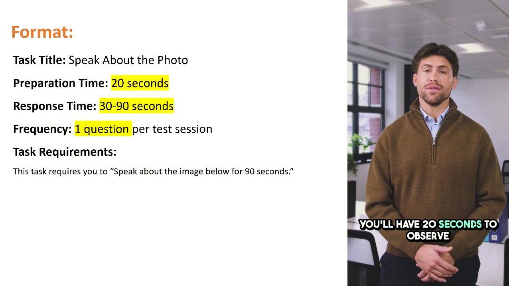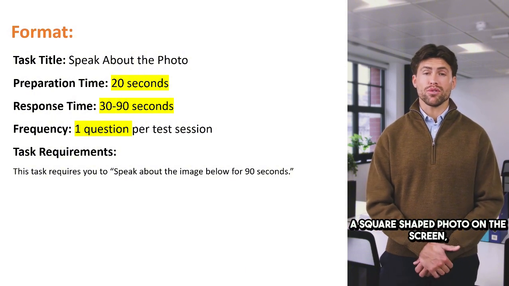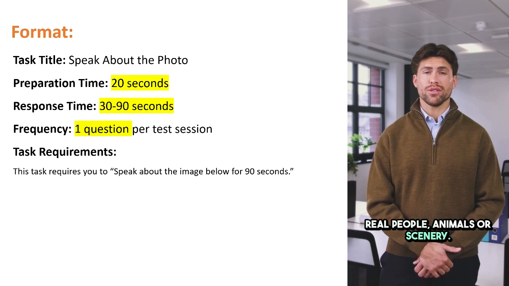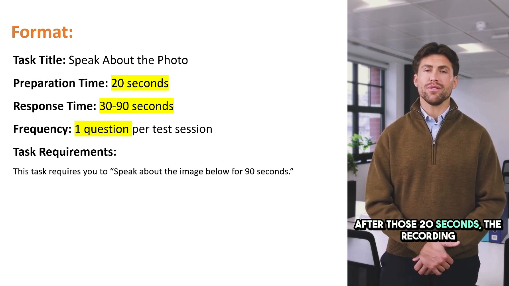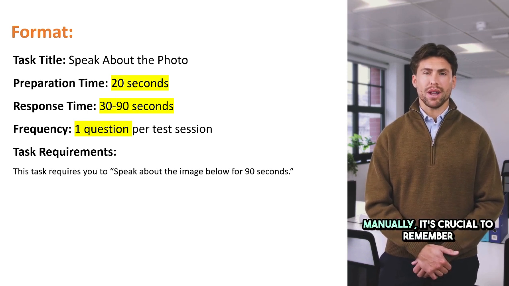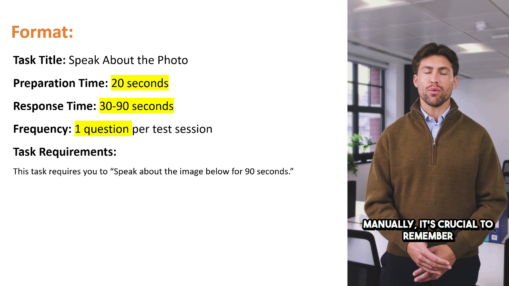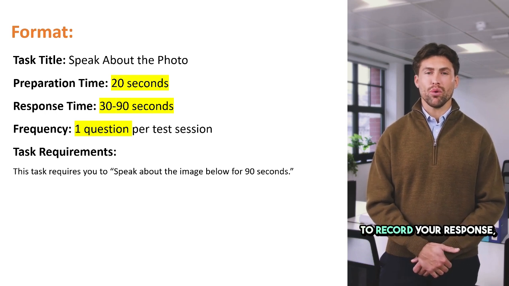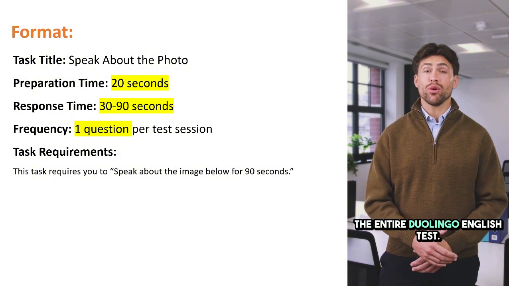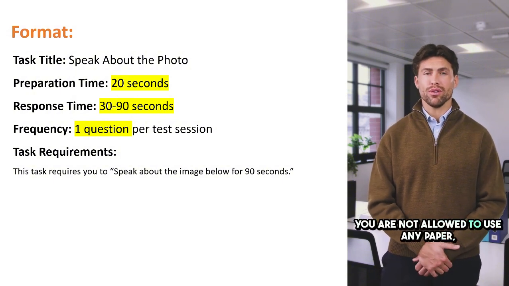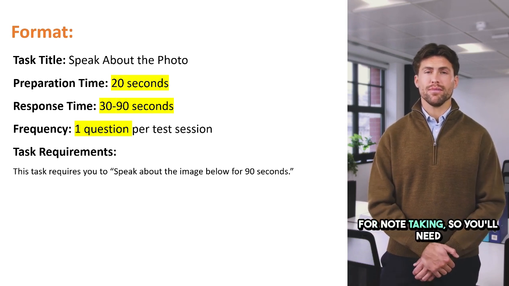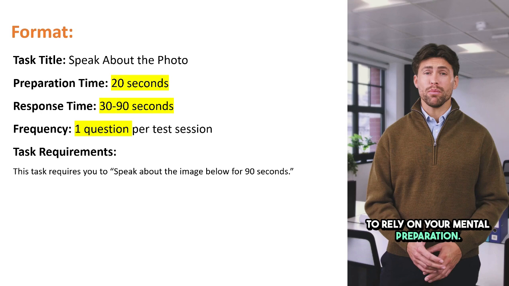You'll have 20 seconds to observe a square-shaped photo on the screen, which typically features real people, animals, or scenery. After those 20 seconds, the recording will start automatically, though you may choose to start manually. It's crucial to remember that you only have one chance to record your response. An important note, throughout the entire Duolingo English test, you are not allowed to use any paper, pens, or electronic devices for note-taking, so you'll need to rely on your mental preparation.